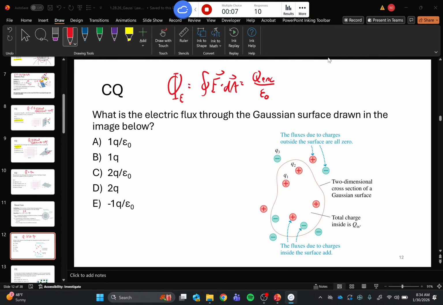Okay, so is the electric flux 1Q over epsilon naught, 1Q, 2Q over epsilon naught, 2Q, or negative 1Q over epsilon naught? I'll give you all a whole minute on this.